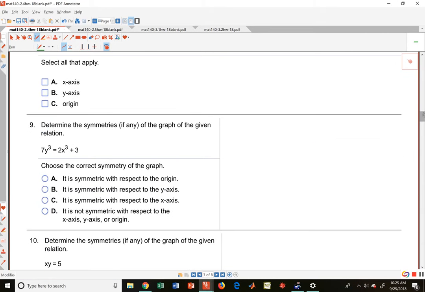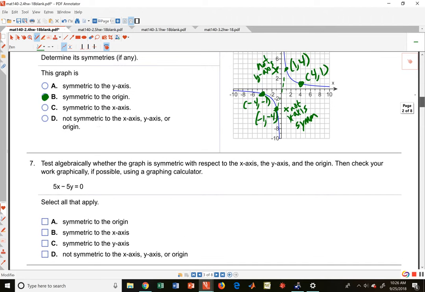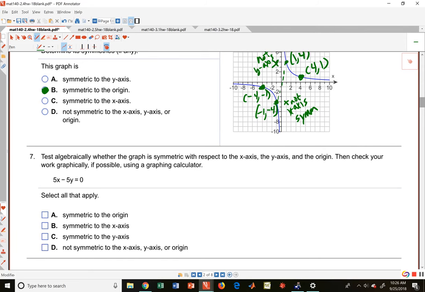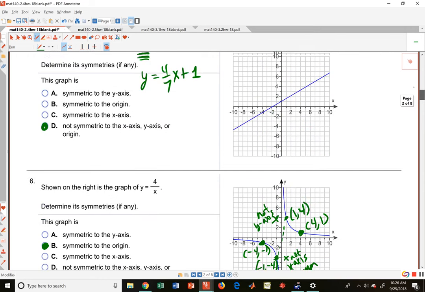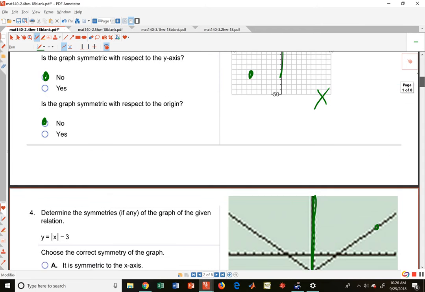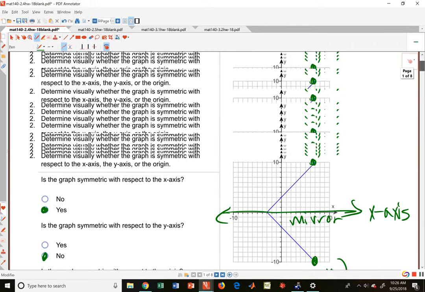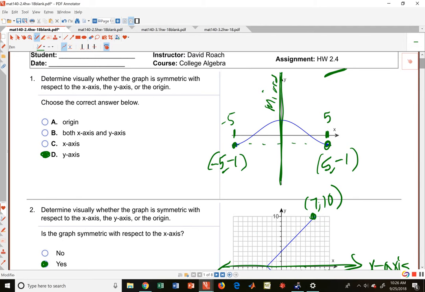Hey, welcome back. I'm going to continue with section 2.4. We just finished describing the different kinds of symmetries. We have x-axis symmetry, y-axis symmetry, and origin symmetry. And the way to test it is to look for mirror points. Mirror points occur across the axis. Let's go back to y-axis symmetry.